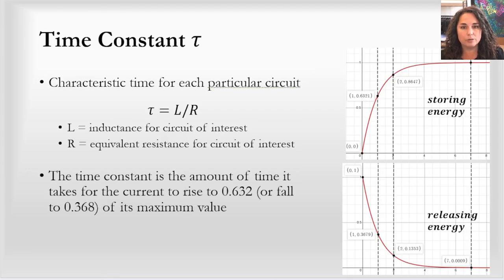Just a quick note about that time constant if you forgot. L is the inductance, R is the resistance. This is going to have units of seconds. And it is the characteristic time for a particular circuit: how long it takes for the current to rise to 63%, or how long it takes the current to fall to 37% of its maximum value. So that's a time constant.